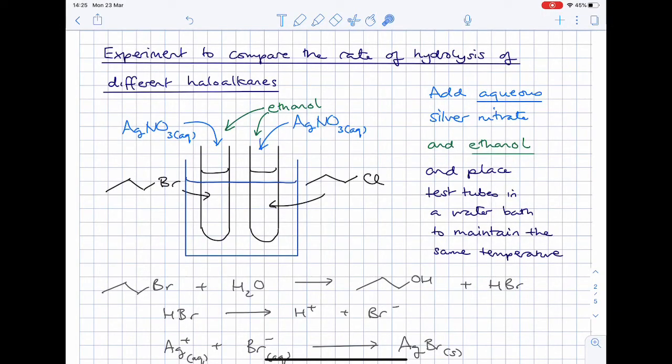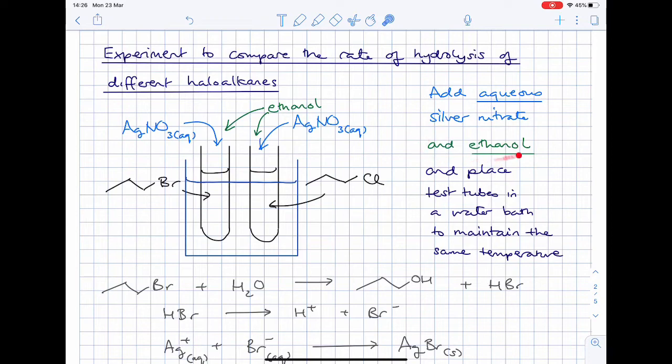So here's a simple experiment to show the difference in rate of hydrolysis between two haloalkanes, and these two haloalkanes are identical except for the halogen that they contain. So they will have different carbon to halogen bond enthalpies, and will have different activation energies for the hydrolysis reaction, so they would go at different speeds. To make this a fair test, we put the two test tubes containing the haloalkane into a water bath to maintain the same temperature, as the temperature affects the rate the most. We hydrolyze the haloalkane by adding aqueous silver nitrate to both. The silver nitrate contains water, which helps with hydrolysis, and also the silver ions will help us identify which is the haloalkane that hydrolyzes first, and I'll explain that in a bit.